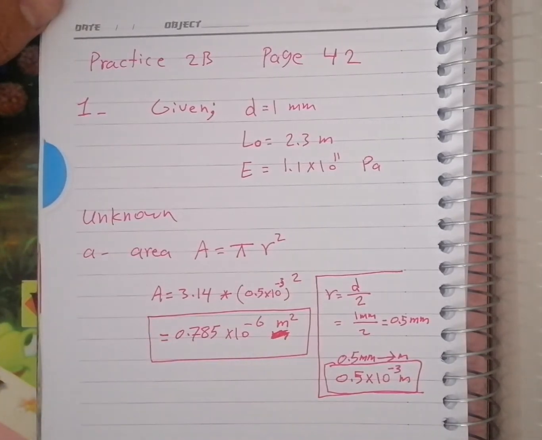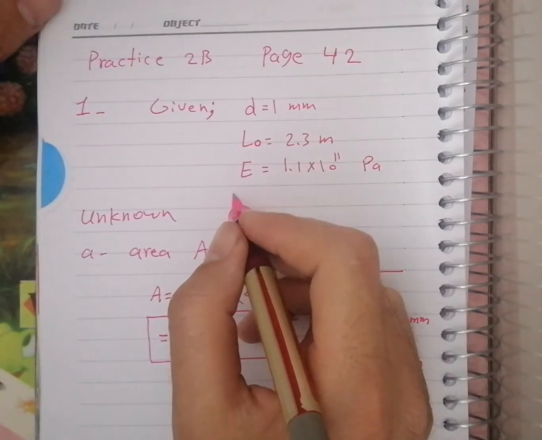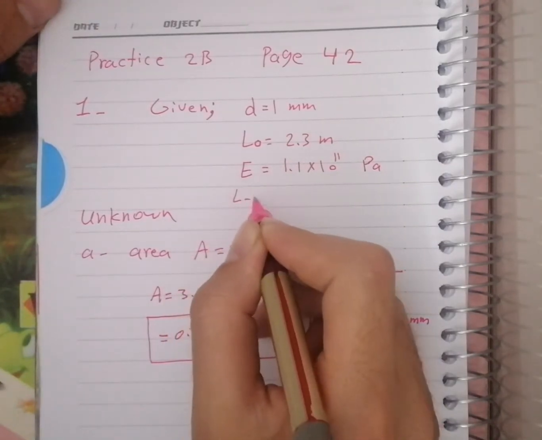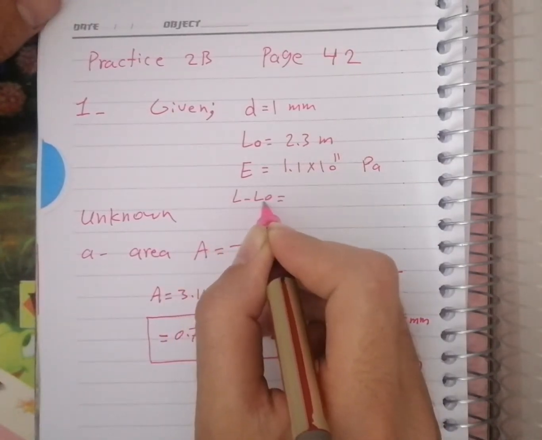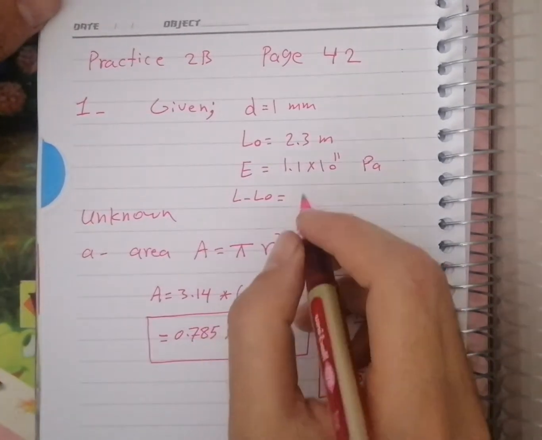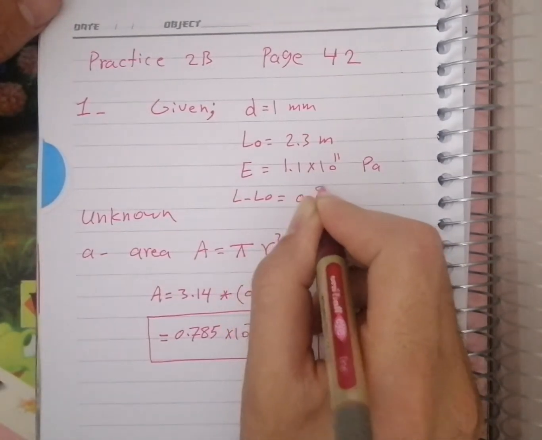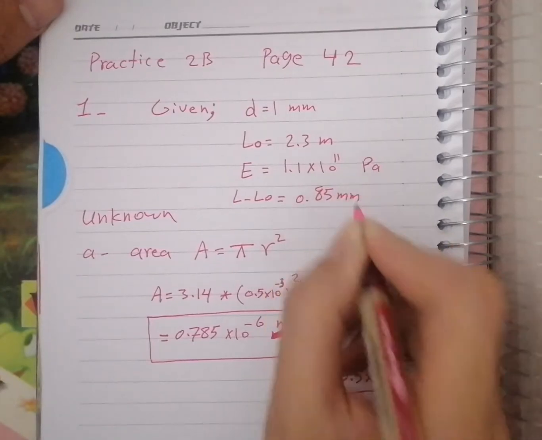Let's go to the second part, which is B. Calculate the strain in the wire for an elongation of 0.85. So now we have one extra piece of information in B, which says the elongation of the wire is, L final minus L initial, together they are called elongation, and it's given in the B part, which says 0.85 millimeter. That's the elongation that I have.